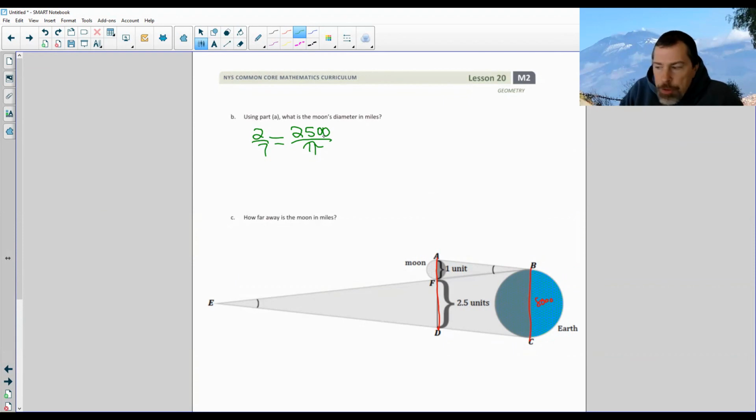So what we did was we took 25,000 divided by pi to get that 8,000. And then we're going to take 2/7 of that is basically what's going on here. So if I cross multiplied, I would do 25,000 times 7 and then divide that by 2 pi. And I need to do parentheses if I'm going to do that.